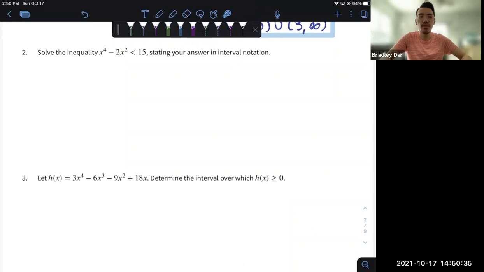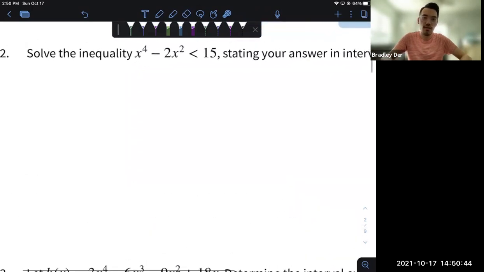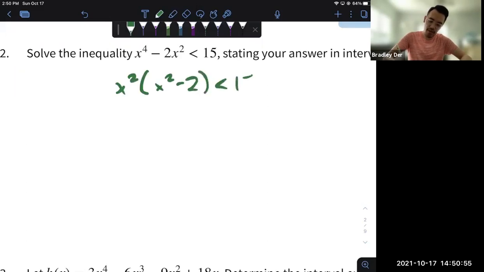All right, and I'm assuming that now we're back after you've unpaused the video. Let's go ahead and try out these problems. Solve the inequality x to the 4th minus 2x squared less than 15. Common mistake that people will do here is they'll start factoring right away and they'll be like, okay, x squared and x squared minus 2, and that's less than 15, right?